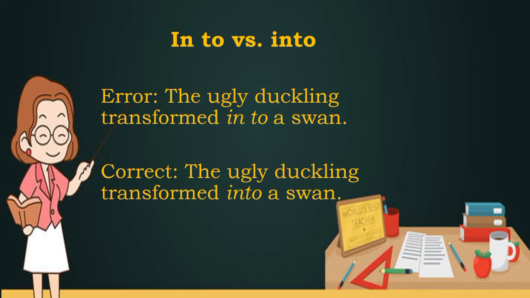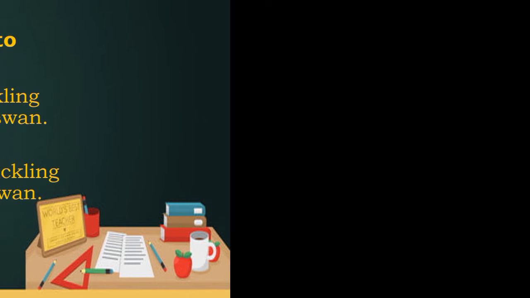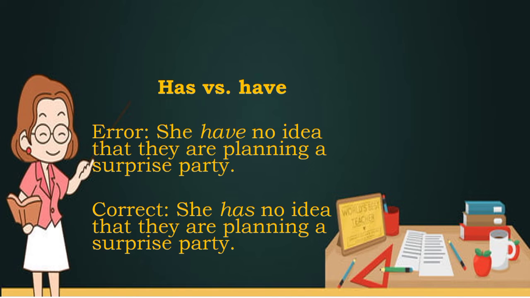The correct construction of the sentence should be, the ugly duckling transformed into a swan. For another grammatical error, we have "has" versus "have." "Has" is a singular third-person conjugation that includes the pronouns he, she, and it, while "have" pertains to the first person, second person, and plural third-person conjugations that also include the pronouns I, you, we, and they.